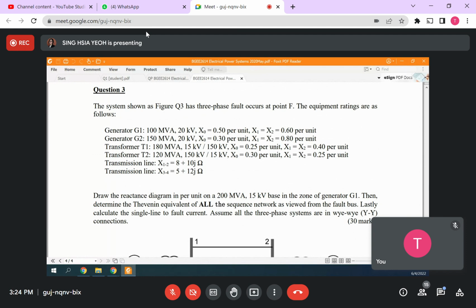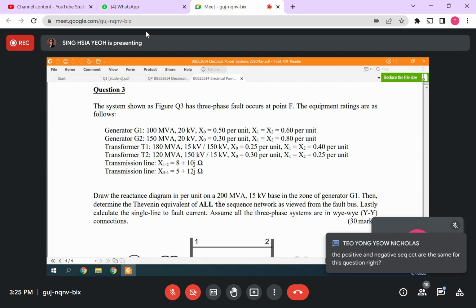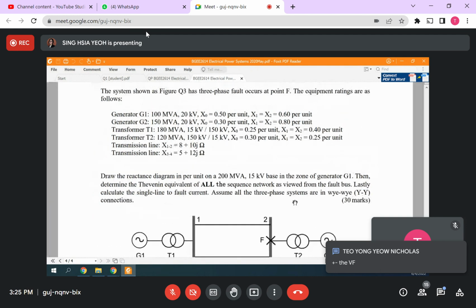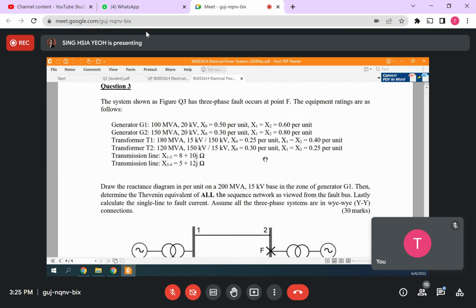Can you try to read question 3? Positive and negative sequence are in this chapter. We have a three-phase fault occurring at point F. The equipment ratings are as usual: G1, G2, T1, T2. Normally this kind of question has no need to use percent. I give you per unit, so you use the per unit as usual.